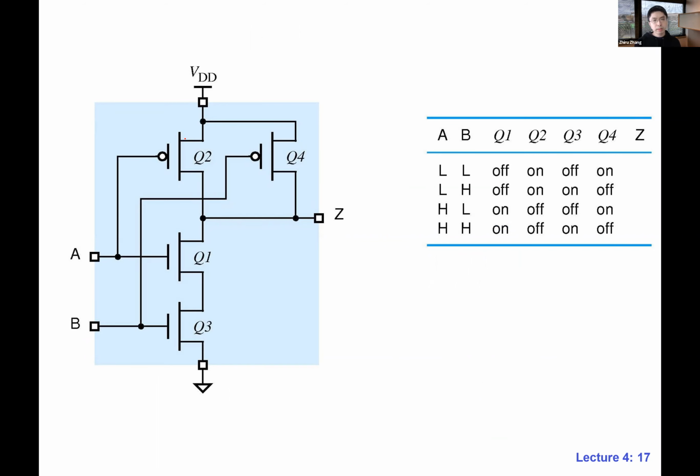This is slightly more complex. For the inverter, we only use 2 transistors. In this case, we have 4 transistors: 2 PMOS and 2 NMOS. NMOS and PMOS in static CMOS always come in pairs. For this gate, we have 2 inputs, so we have 4 transistors.